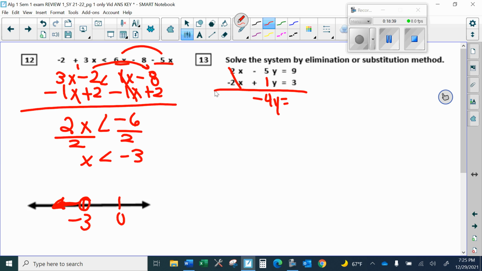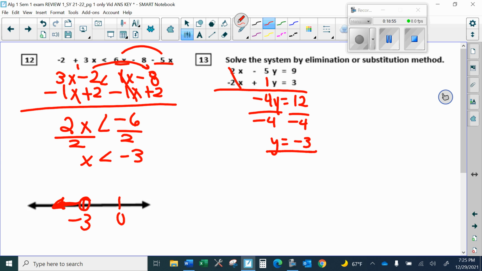I'm just adding straight down. 9 plus 3 is 12. Last step, divide by -4. And y equals -3. We're not done because when we solve a system, we're trying to find the point of intersection. A point is x comma y. So we just found the y coordinate.